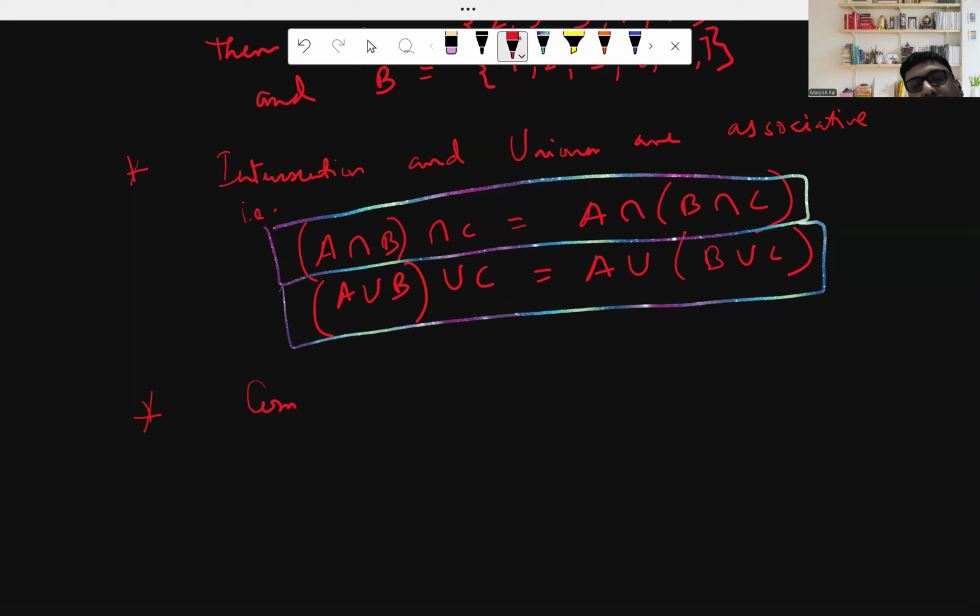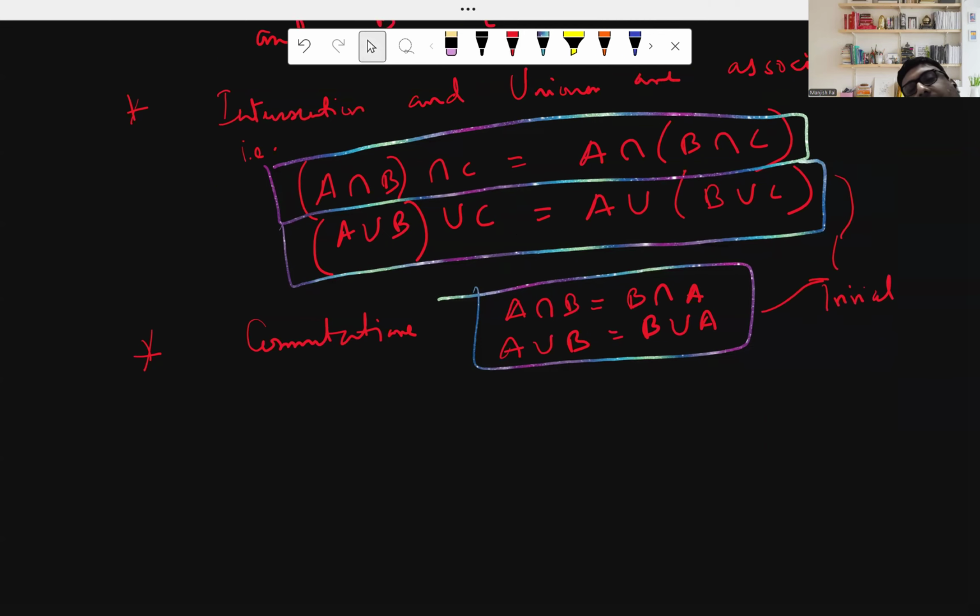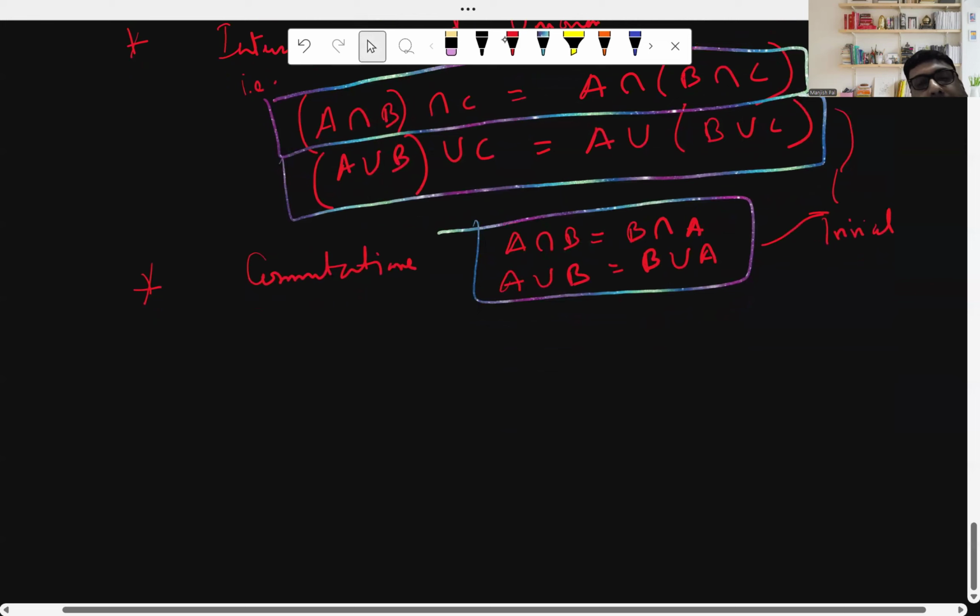Similarly, the commutative property, which is also quite trivial, says that A intersection B is the same as B intersection A, and A union B is the same as B union A. So all these properties are quite trivial, so we are not discussing how to derive them.